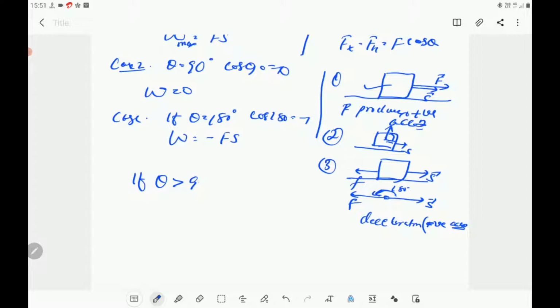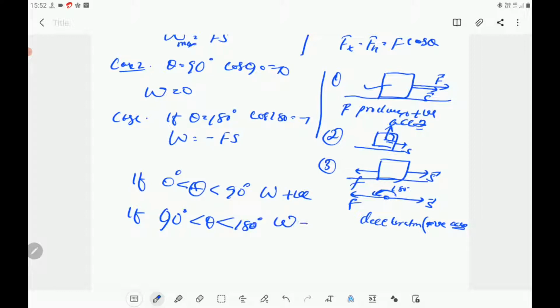Not only for 180 degrees is the work negative. If theta lies between 0 degree and 90 degree, work W is positive. And if theta lies between 90 degree and 180 degree, work is negative. Negative in the sense that a component of force acts opposite to motion, producing deceleration.